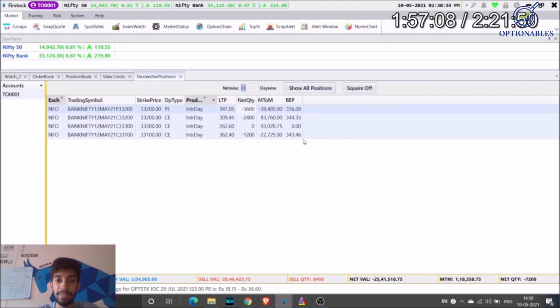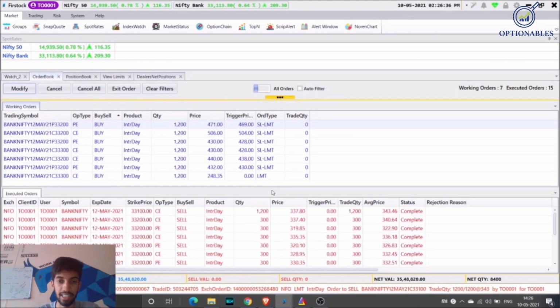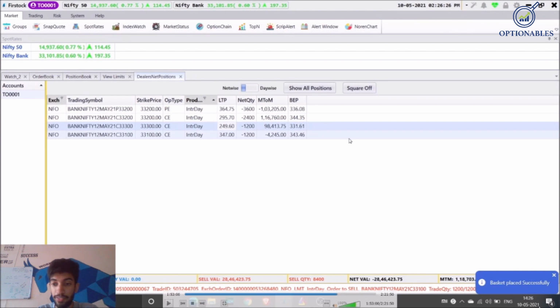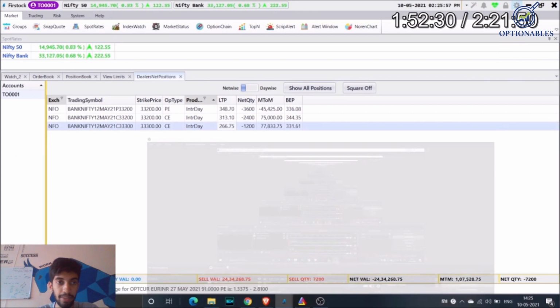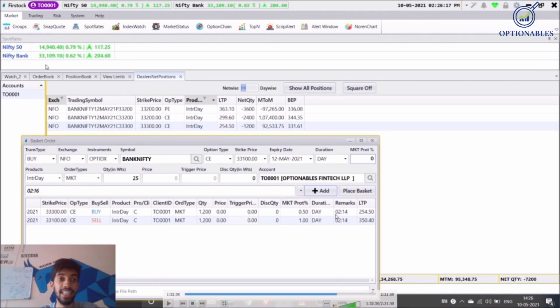And here is where I make one more adjustment. As you can see here, around the time of 14:30, which is around 2:30, you see that the Bank Nifty suddenly falls to 33,100.